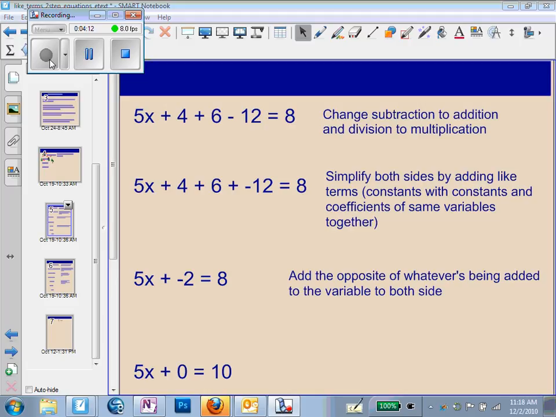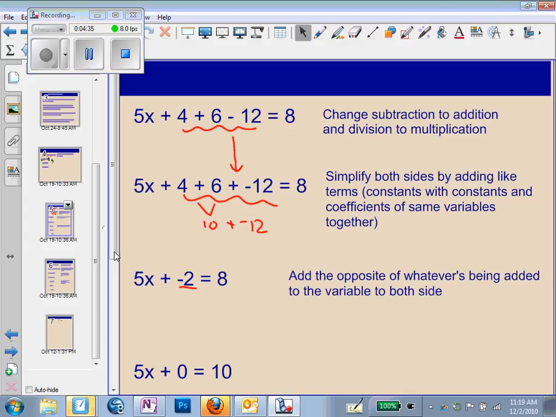In this next example, we have several constants that we need to add together. Notice the first thing we do is change subtraction to addition. So the very first step. Next, we're going to add those 3 like terms. 4 plus 6 equals 10. 10 plus negative 12 gives us negative 2. So my equation is 5x plus negative 2 equals 8.